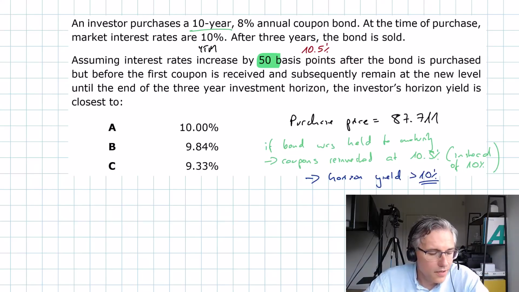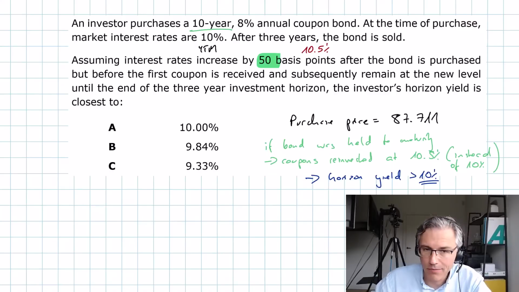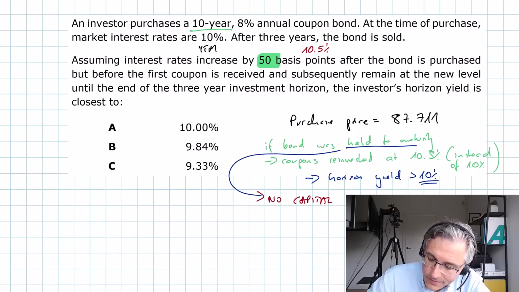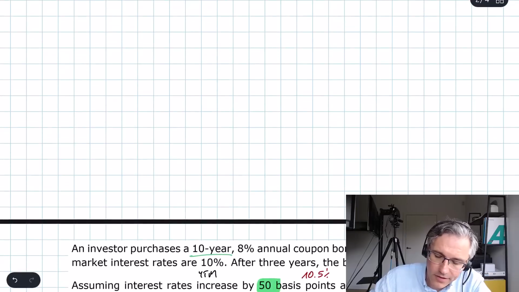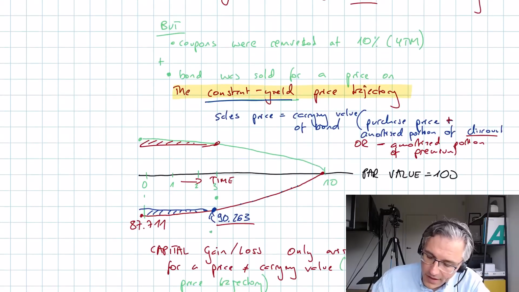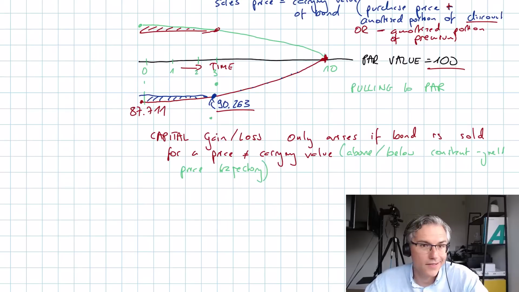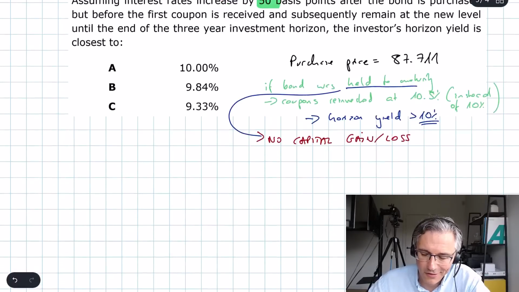But this is not the case here, of course, because we sold the bond prematurely, or the investor sold it after 3 years. Also, let's say that if you hold the bond until maturity, there can be no capital gain or loss, irrespective of what happens to interest rates, because ultimately you receive at the end of year 10 the par value of 100, irrespective of what's happening to yields in the market, and that is a price on the constant yield price trajectory.